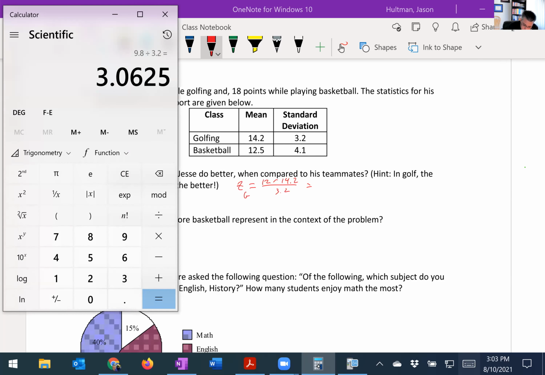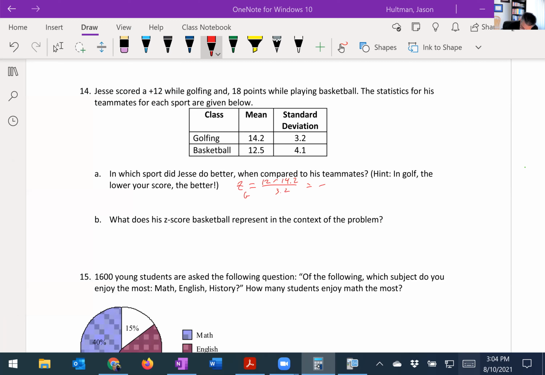Sorry, what I did here: it should be 12 minus 14.2. Okay, 12 minus 14.2 is equal to negative 2.2. Divide by 3.2 is negative 0.6875. Or we could just say negative 0.69.